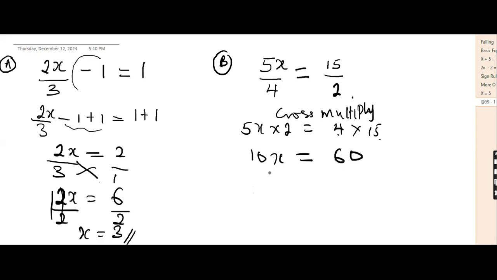So we are looking for the value of x, and the number attached to x is 10. So we divide both sides by the coefficient of 10. By so doing, we get x equal to 60 over 10, which will give us 6. So the value of x is equal to 6.